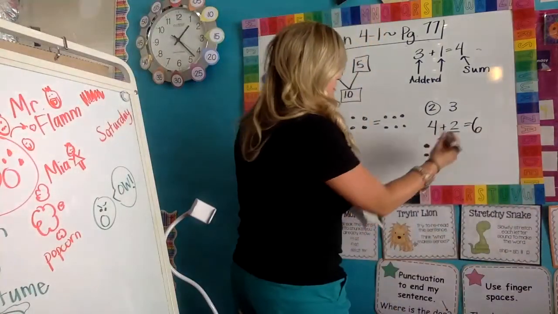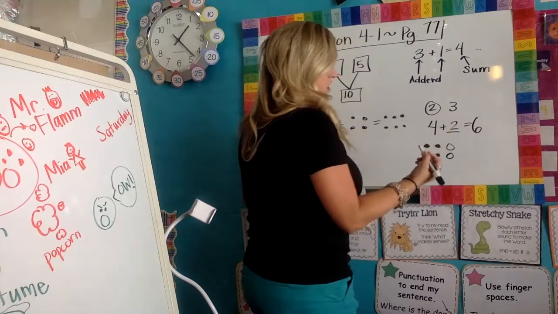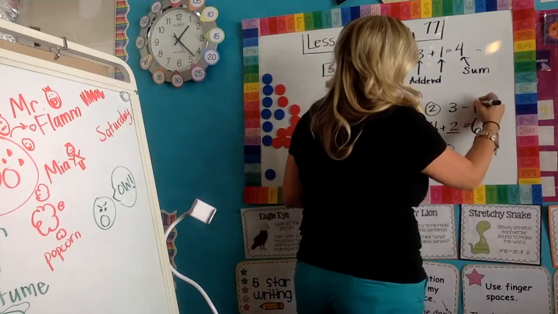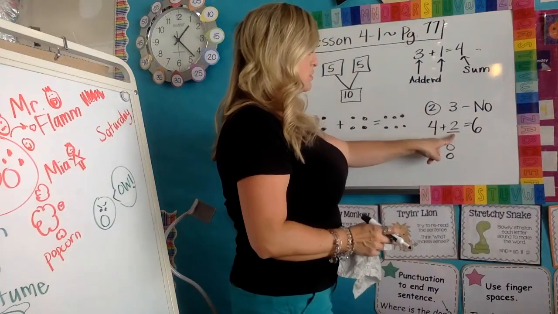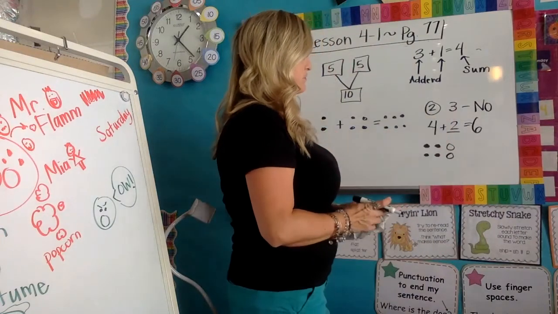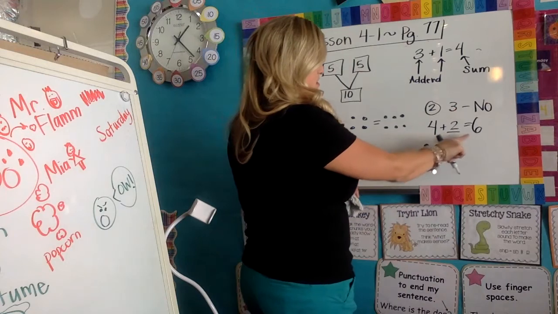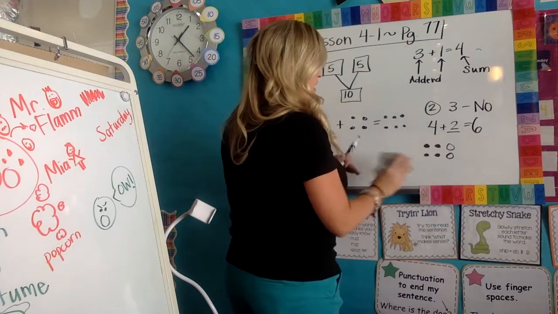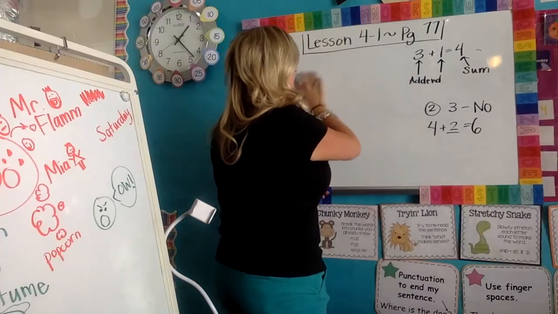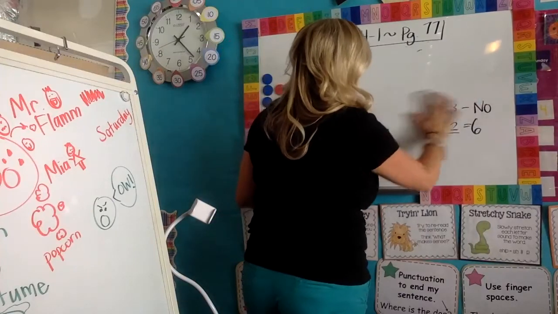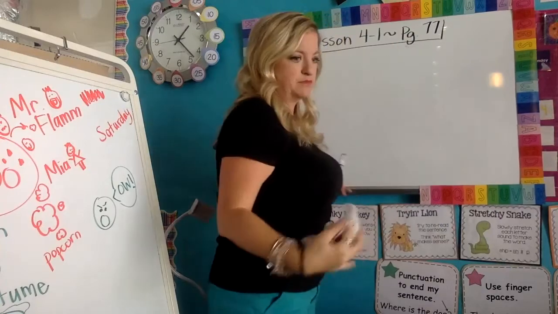The missing addend, though, is 2. It's not 3. So you will say, no, that is not right. The missing addend is 2, not 3. So this is an addend, this is an addend, this is your total amount. It's also called the sum. When you add 2 addends together, you get the sum, okay?